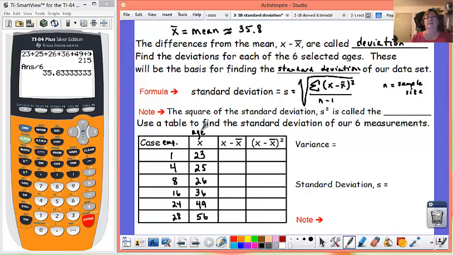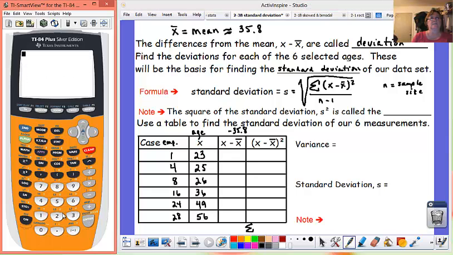X represents a data value, or an age in this case. X bar is the mean of the data set, which we know is 35.8. And this formula looks awful, but it's really not so bad, especially when you break it up into pieces like this. So we're going to take each age and we are going to subtract 35.8 from it. Then we're going to square. The square is what has to be added, so I very often do that to my data table so that I can see what I'm doing. And let's see if we can't get started.